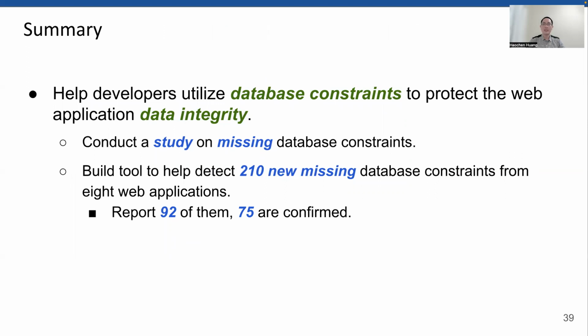We conduct a study to understand the current status of missing DB constraints. Then we build a tool to detect 210 new missing constraints with good accuracy and coverage. So far, we have reported 92 of them and got 75 confirmed.